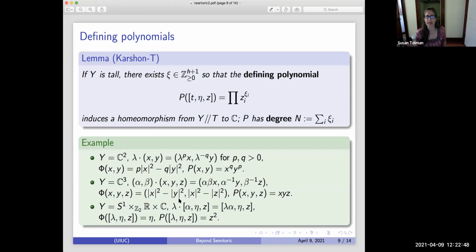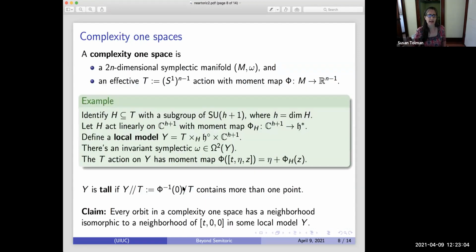We're going to say that P has degree n, which is just the sum of the x_i. So it's the natural definition of a degree of a polynomial. Notice that we're calling this a polynomial, even though it's on our model Y, which is not a vector space. In general, if we have a T-invariant function which is a polynomial when we restrict to H_0 cross C^(h+1), we'll just treat it as a polynomial. If this bothers you, just think about the case where H is equal to T, in which we have an honest to God polynomial. That's in any case the most important example.